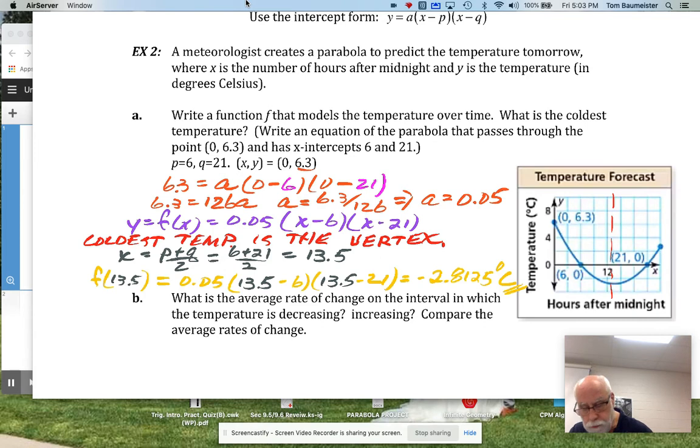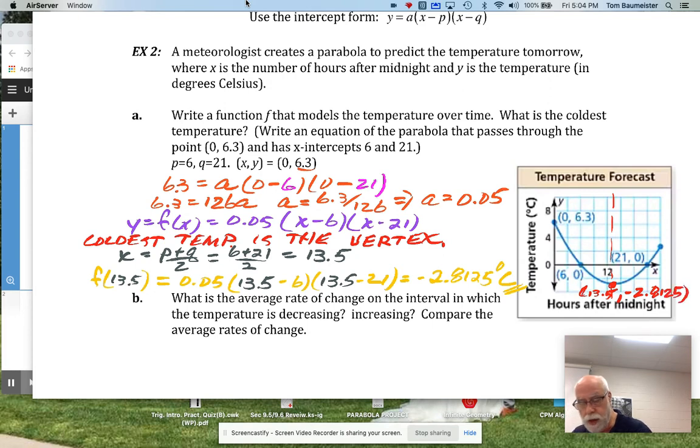All right. So what we're going to see here, what that means is somewhere along the line there we had our vertex, and our vertex is at 13.5 and negative 2.8125.